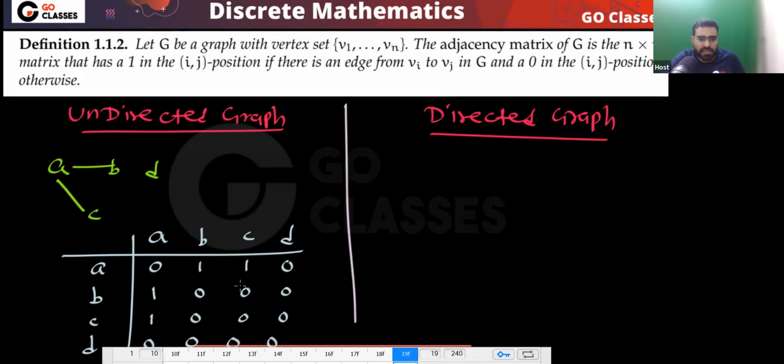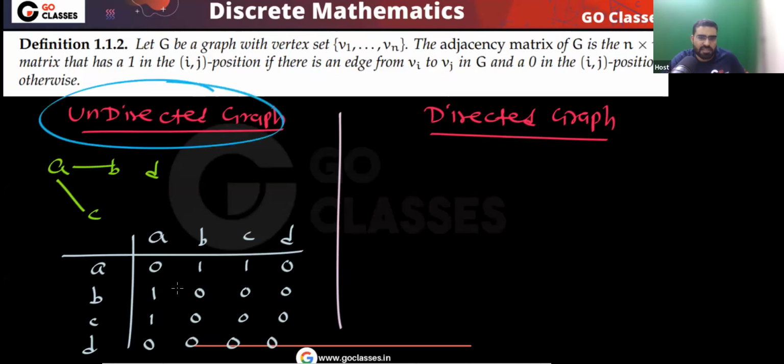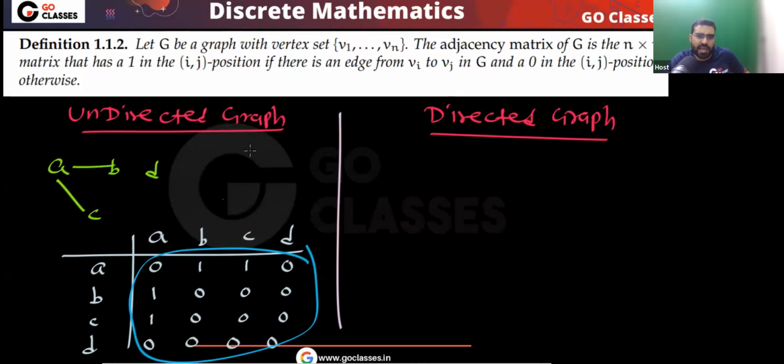You can also notice that for the undirected graph, this adjacency matrix is symmetric. Yes or no? Because you have an undirected graph, this adjacency matrix is symmetric. Let's call it M. Then you can easily see that M is equal to M transpose. Now let's see the directed graph.